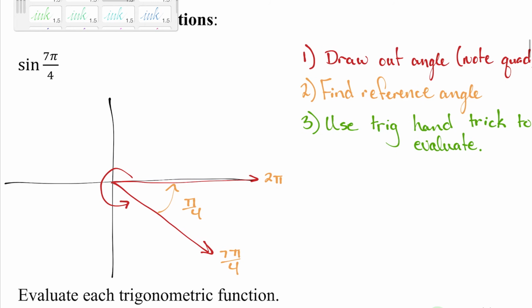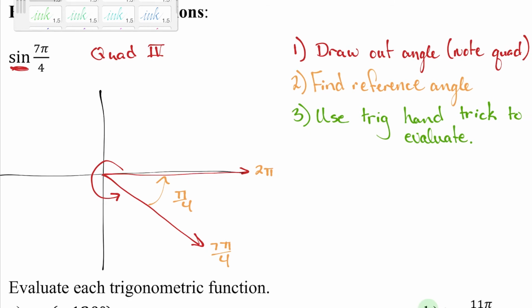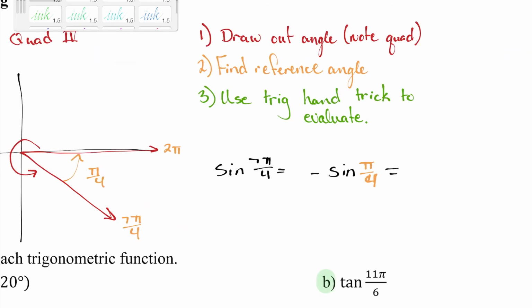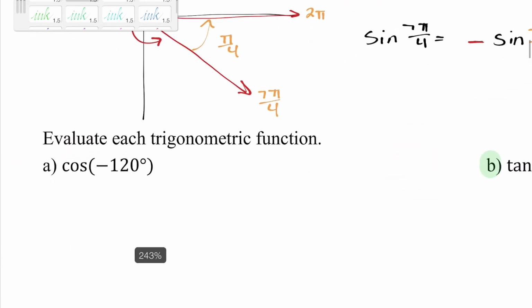It is in the fourth quadrant though, and I have to keep in mind that my sine is going to be negative in the fourth quadrant. So the sine of 7 pi over 4 is going to be the same as the negative version of sine pi over 4. And for pi over 4, when I use my trig hand trick, I put down my middle finger. I have 2 fingers off to the right side, which means this is square root 2 over 2. And then we said that this was in the fourth quadrant, so this has to be negative, and then we're done.